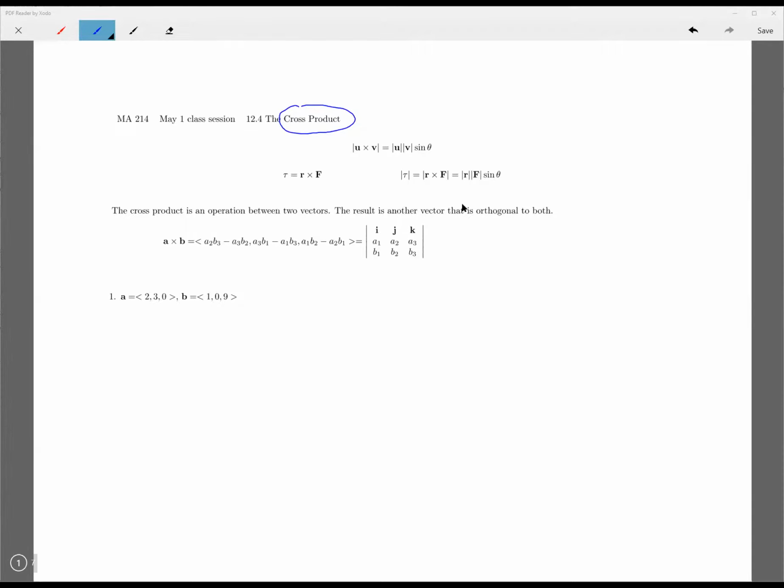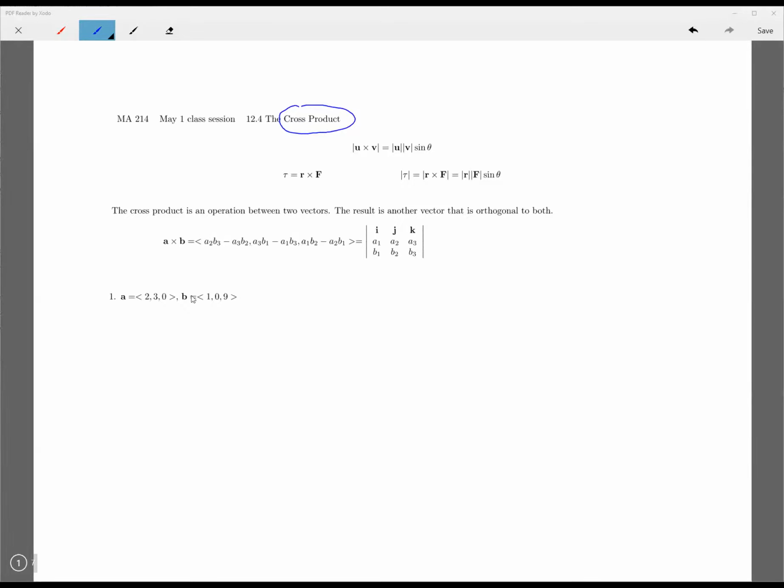Okay, so this only works when you have three-dimensional vectors. The cross product between two vectors only works in three dimensions, so you have to have three components. It doesn't work when you have just R2, just two components. This is the formula right here, but the way that you calculate it is using this determinant. That's typically how people will calculate it.